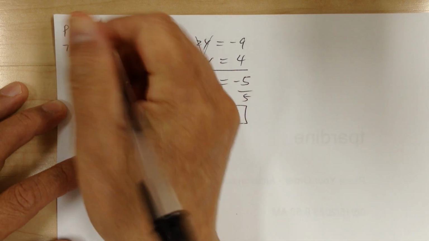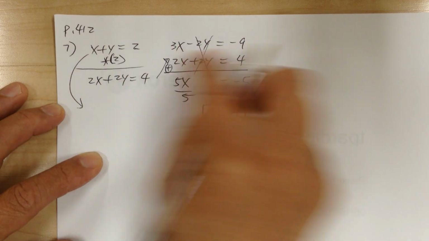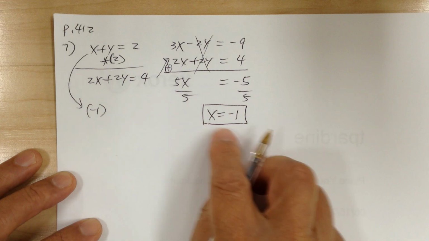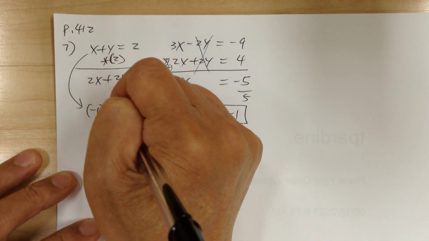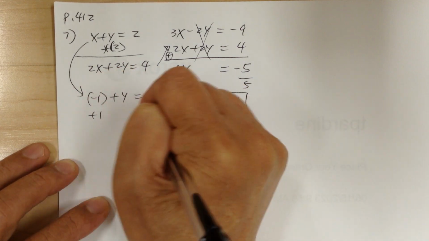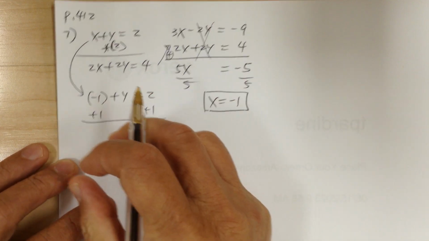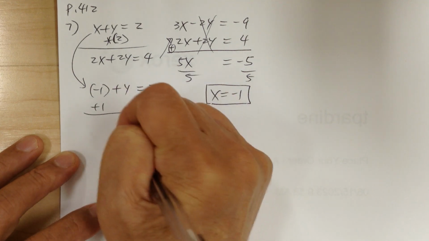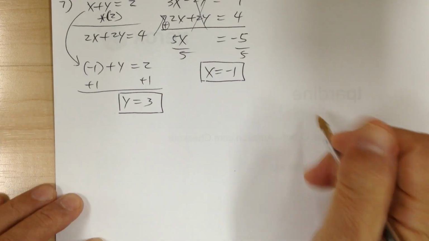Then after that, I'm going to use this equation. Again, you can use either one, so use the one that's easier. So you got negative 1. Whatever you substitute, put in parentheses, plus y equal to 2. So to get rid of that, I need to plus 1. You have to do the opposite to undo something to solve. So you got y equal to 3.